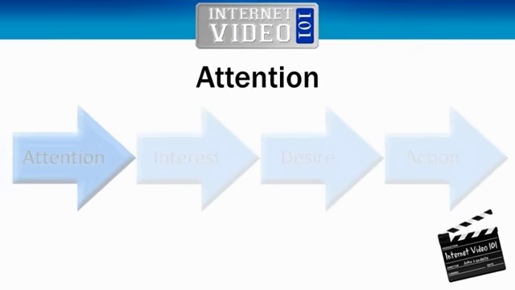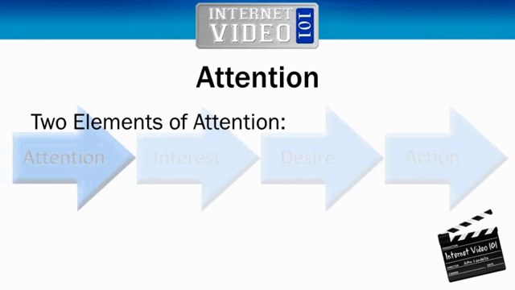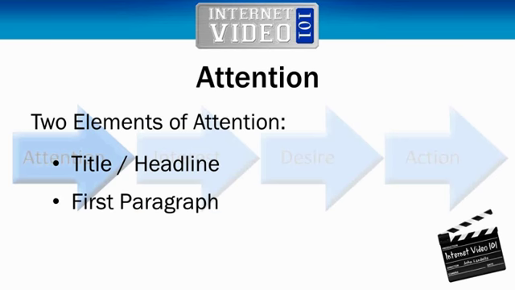The first step is getting the attention. And there's really 2 elements that we're looking at here, depending on how you're actually distributing your video. So the first is, especially on somewhere like YouTube, the title or the headline of the video. If somebody's done a search and your video has been returned in the results, your headline or your title of your video needs to be compelling enough or attention-getting enough that somebody's going to click it and actually start to watch your video. Which leads you in then to the first paragraph.